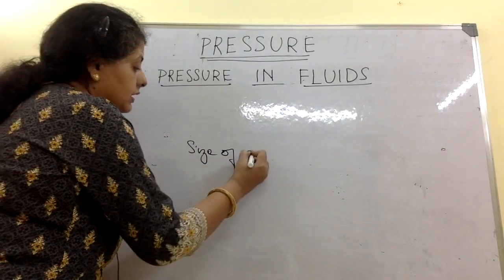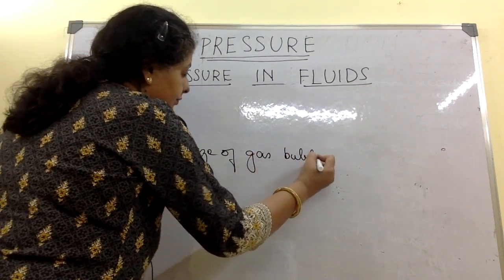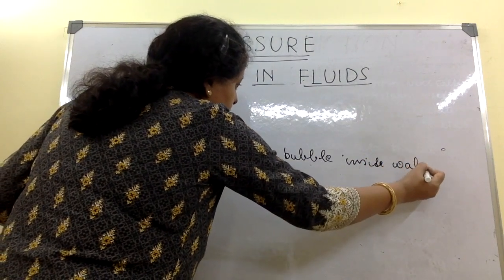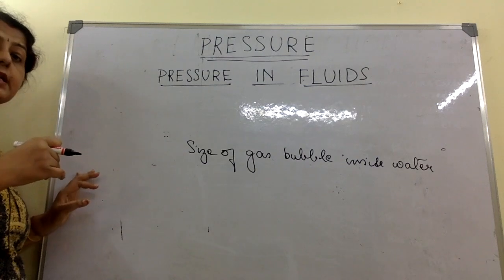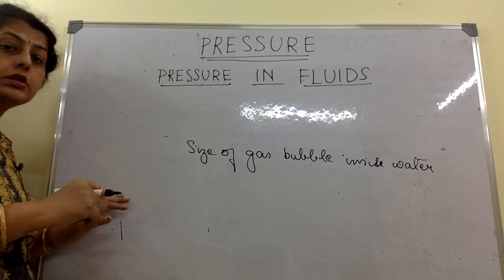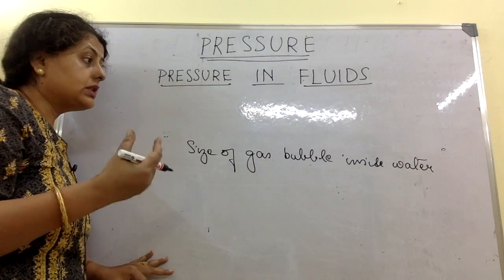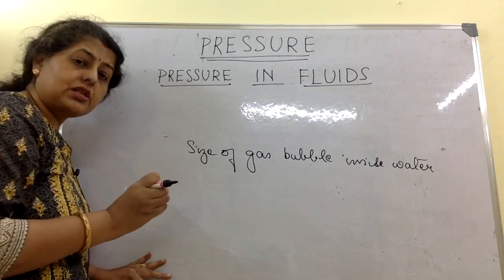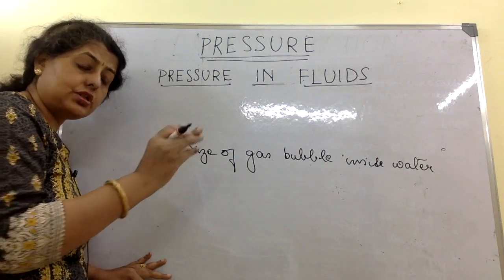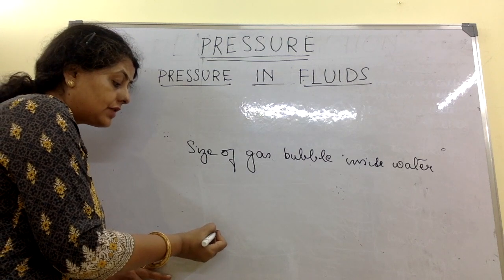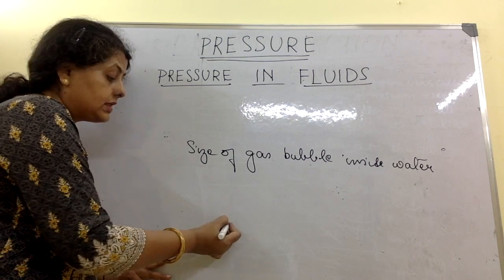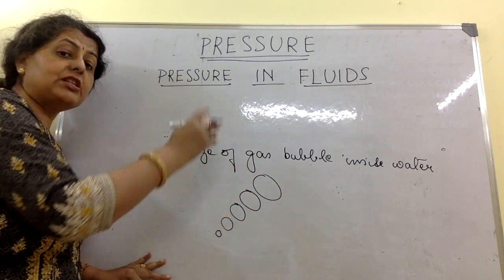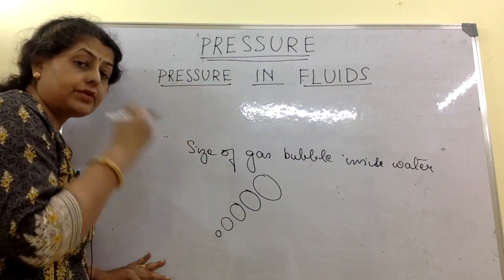Size of gas bubble inside water. Now, you might have seen this in aquariums, that there is some machine which is constantly releasing gases, oxygen, into the water. If you see at the bottom of the aquarium, the size of the bubble is this, slowly becomes this, slowly becomes this and this. So by the time it goes up in the water, the size of the bubble increases.